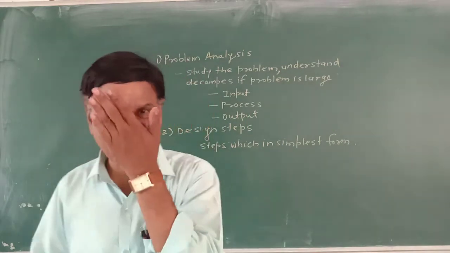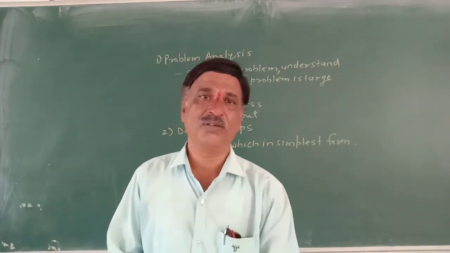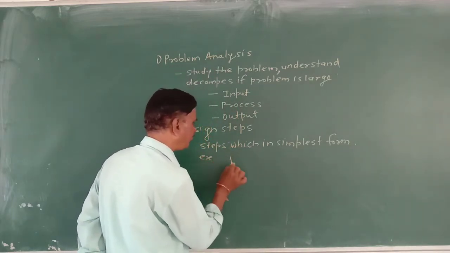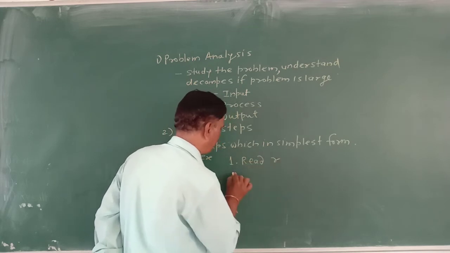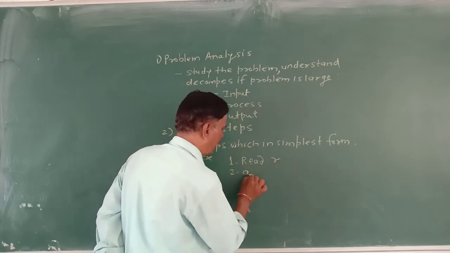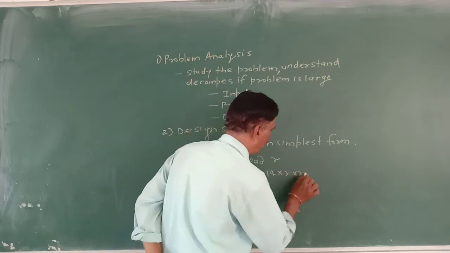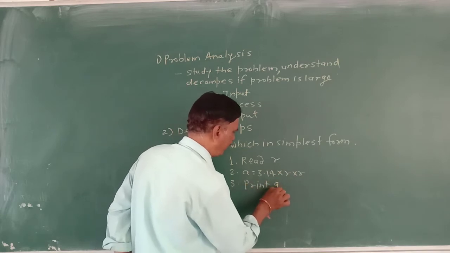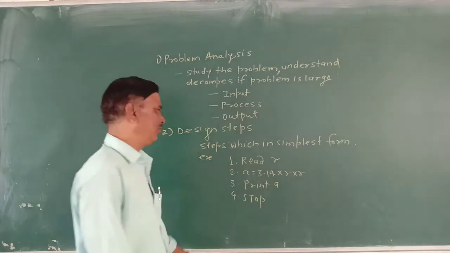Yesterday we have seen one example of simplest form instructions like this. Example: Step number 1, read R. Step number 2, A is equal to 3.14 into R. Print A. Stop.